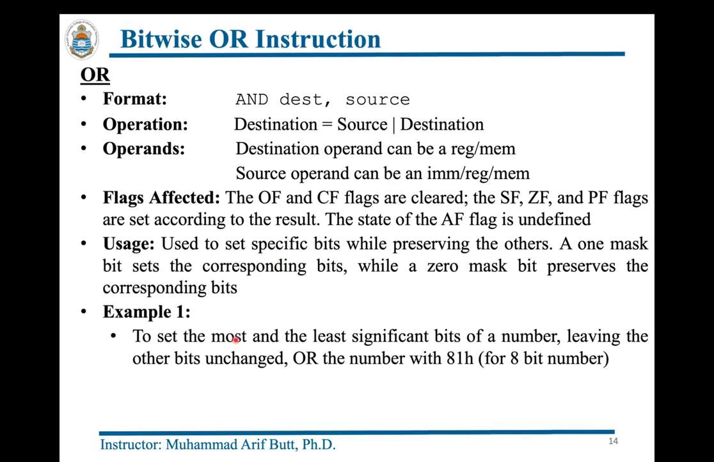Suppose a programmer wants to set the most and the least significant bits of a number while leaving the other bits unchanged. For an 8-bit number, you just need to bitwise OR the number with 81 hex. And this is the example. So you can see that only the most significant bit and the least significant bit are set, and the other bits of this number are unchanged.